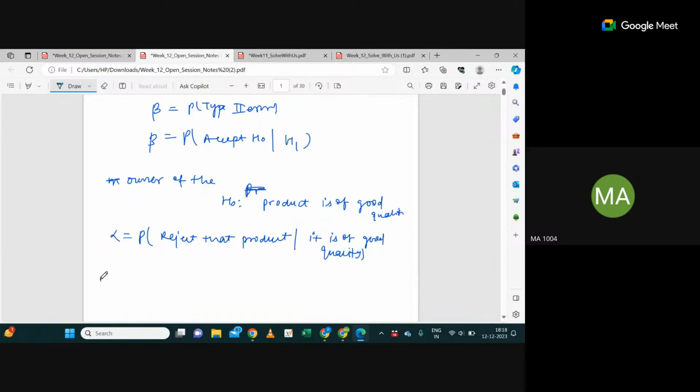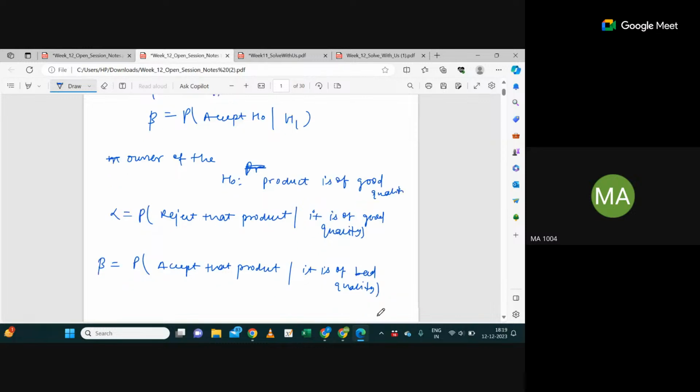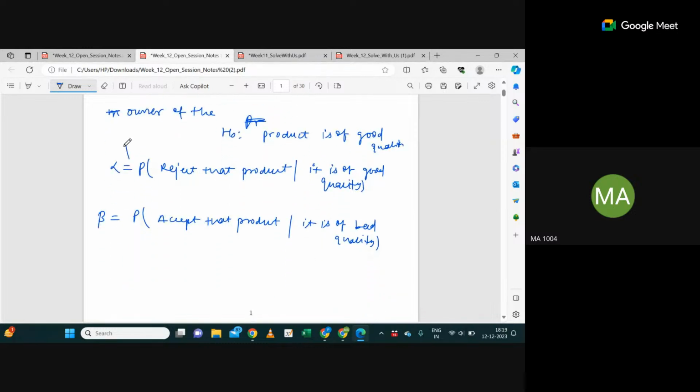How will you decide your probability of type 2 error? It will be that you have accepted that item though it is of bad quality. Now, in a real scenario, which one will be the producer's risk and which will be the consumer's risk? Tell me. If this is the scenario, which one will you consider as a producer's risk and which as a consumer's risk?